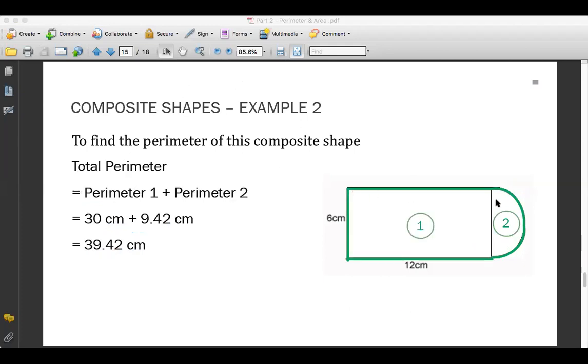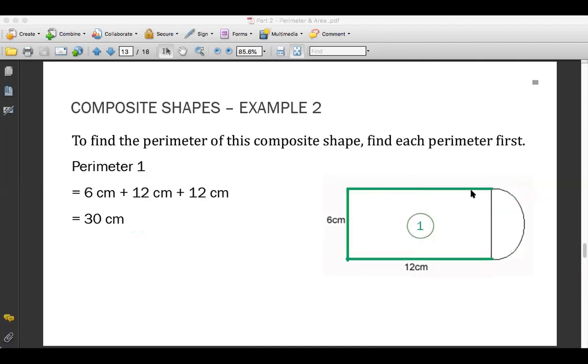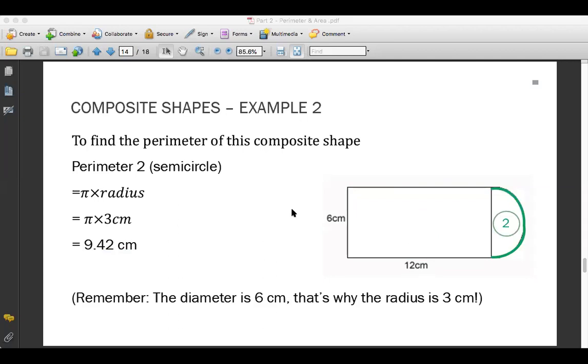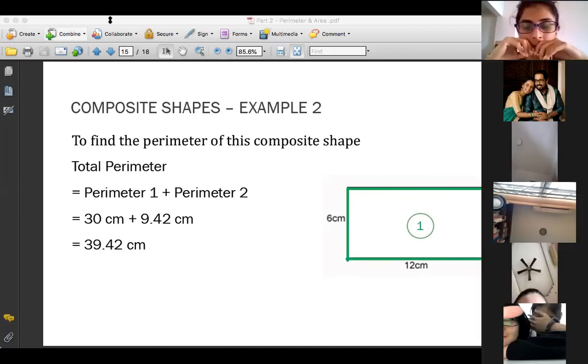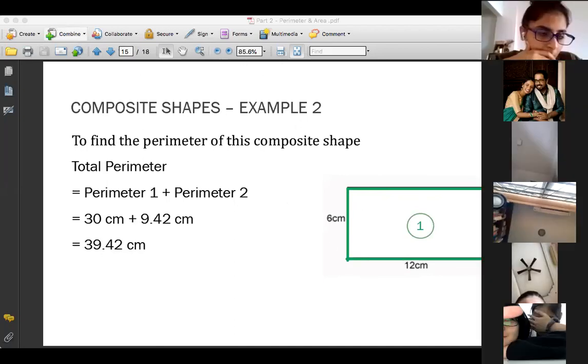Now if you were to find the total perimeter of the shape, it's this first one, this 30 cm, plus the 9.42 for the part 2. Altogether, you get 39.42 cm, and that is how you find the perimeter for the whole composite shape. Okay, I'm coming back to the video. If you understand, please show me a thumbs up. If you don't, thumbs down, and then unmute and tell me which part you don't understand.